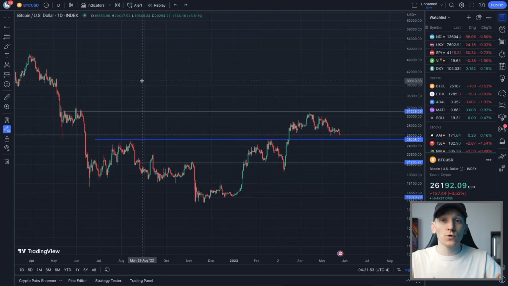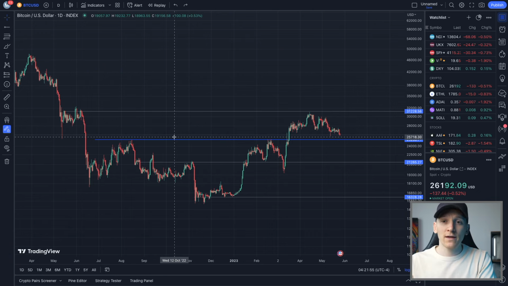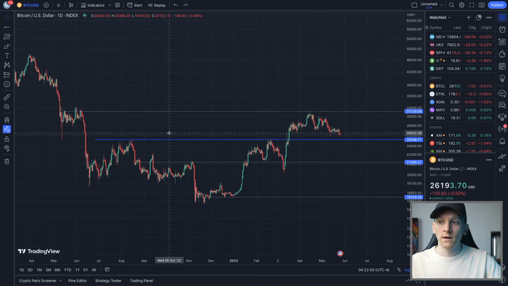I'll leave timestamps down in the description for the indicators that you can actually use on TradingView to get these price levels for you without having to do the work yourself. If you are a beginner, it's a great resource.